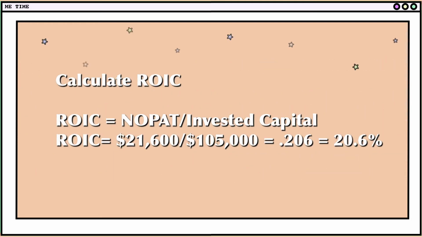And last step, we have to calculate ROIC. ROIC equals NOPAT divided by invested capital. So $21,600 divided by $105,000 equals 0.206, and equals 20.6%.